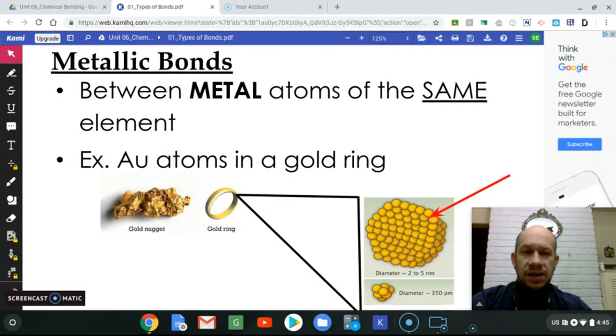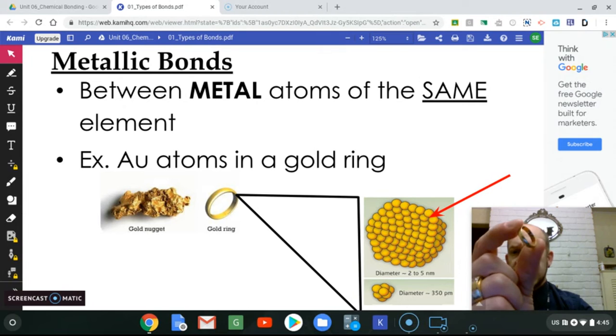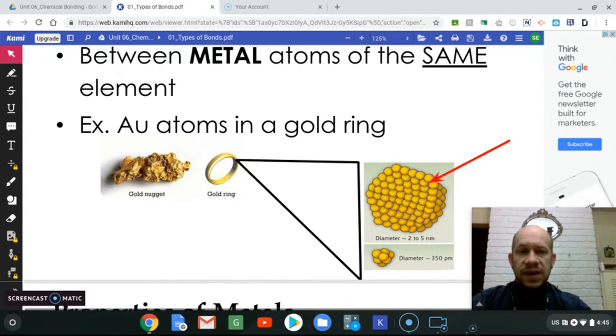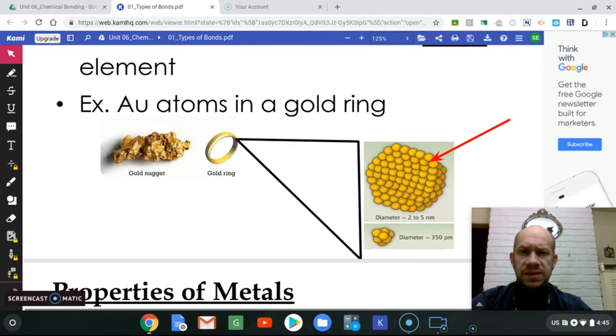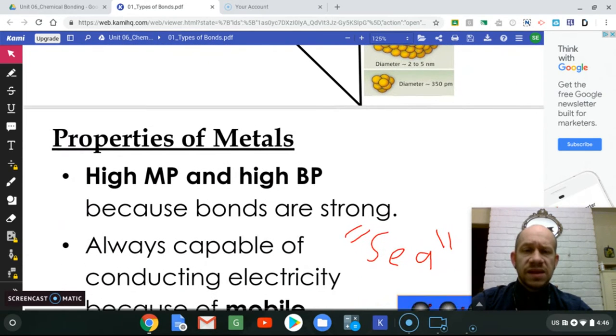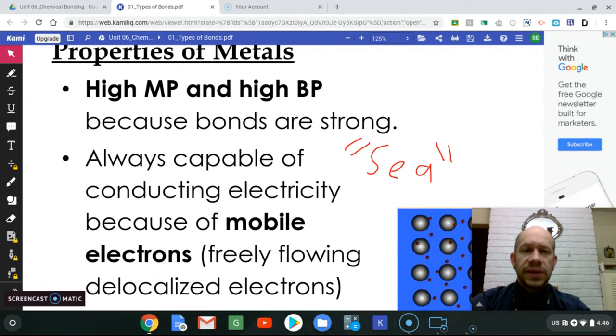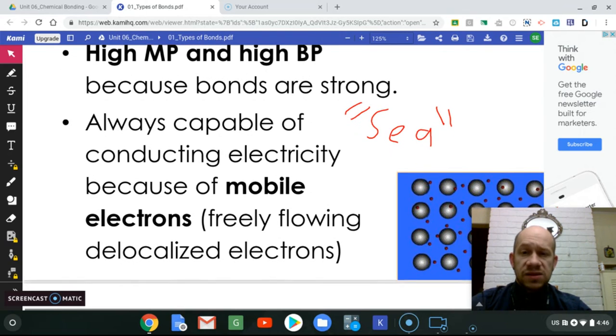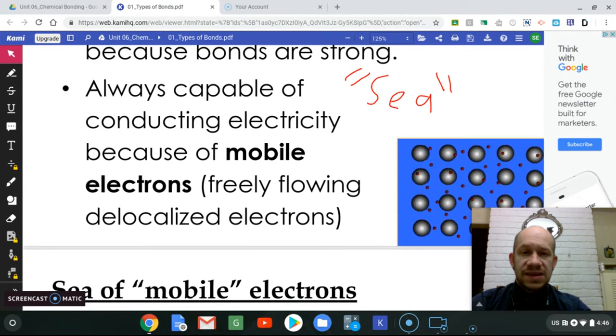A metallic bond occurs between metal atoms of the same element. So, for example, all of the atoms in my gold ring are a metallic substance. There's just gold atoms there, and they're held together by those metallic bonds. Metals have very high melting points and high boiling points because the bonds are strong. They are always capable of conducting electricity because of the mobile electrons freely flowing. This is also called the delocalized electrons.